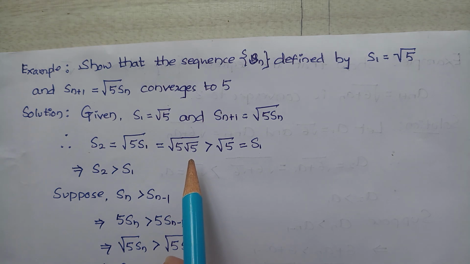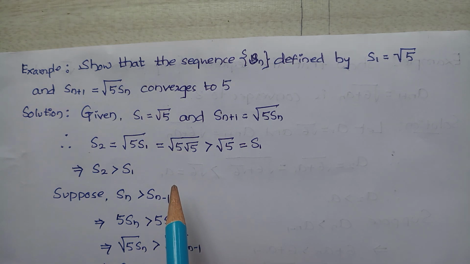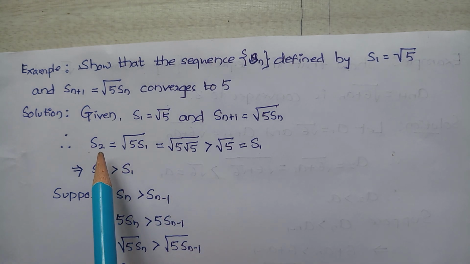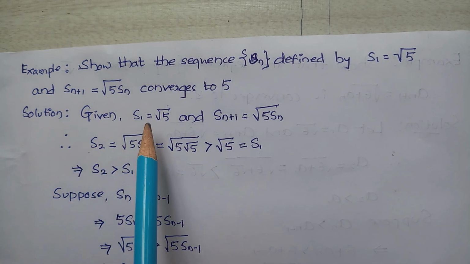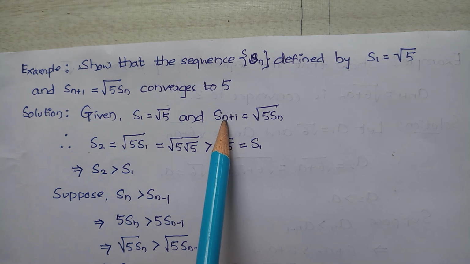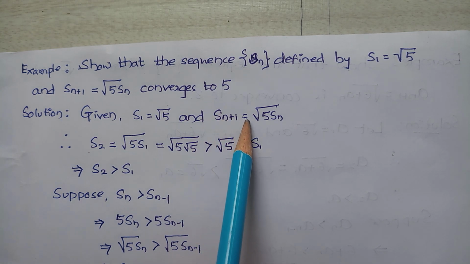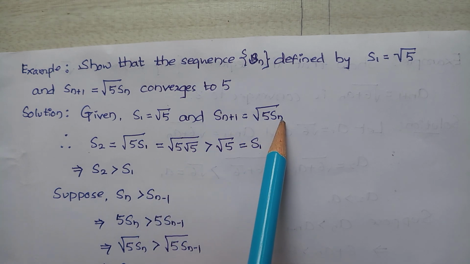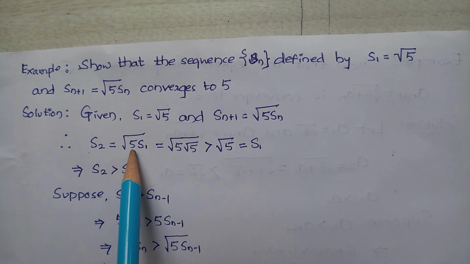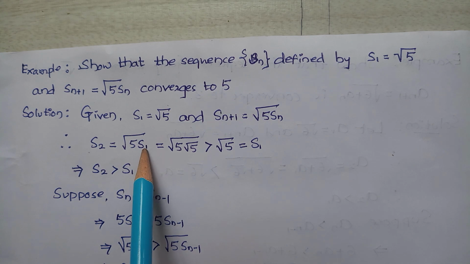After that, assume that the result is true for k equal to n, and we have to prove the result is true for k equal to n plus 1. So I am taking n equal to 1. If I put n equal to 1, it becomes S2, 1 plus 1, so S2 is equal to root of phi S1.